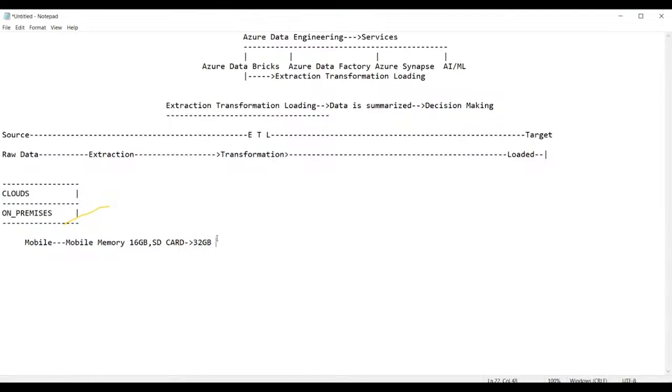So now tell me, totally what is the amount of memory you have in your mobile phone now? 32 plus 16. Guys, tell me now. 32 plus 16 means what? 48 GB. Very good. So 48 GB memory. Totally, you can store up to 48 GB memory now in your mobile phone along with the SD card.